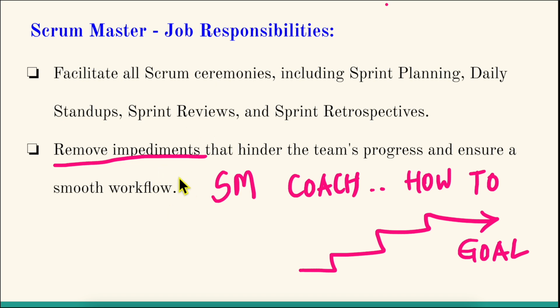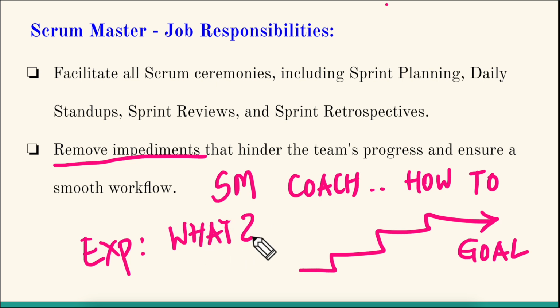So what could the interviewer and the company be looking at? Your past experiences: what kind of impediments have you seen that have been hindering the team's progress, and how have you removed those impediments, or how have you been working with them so that you can remove them and ensure that the team is progressing forward? So this could be an area to pay attention to.